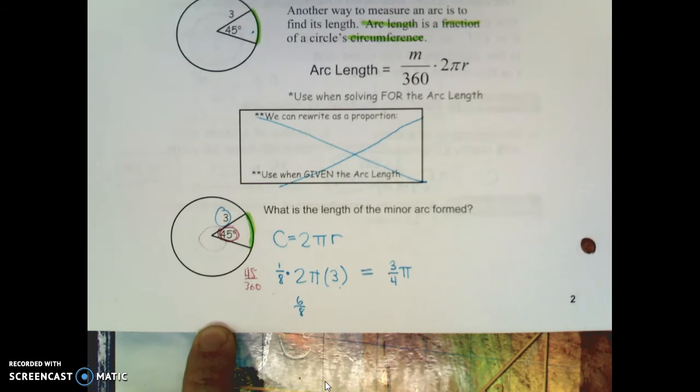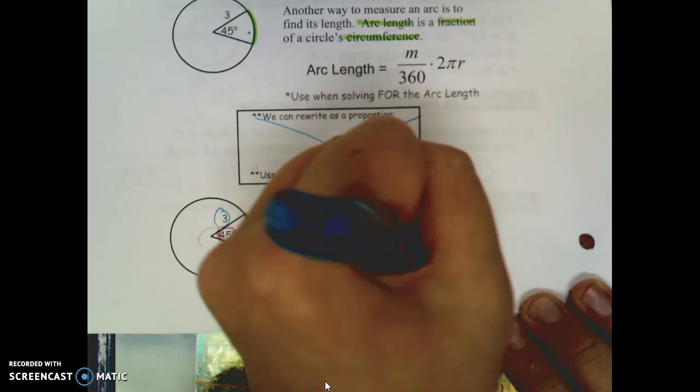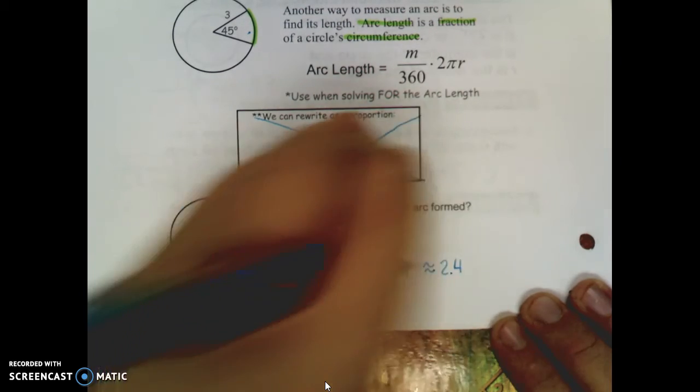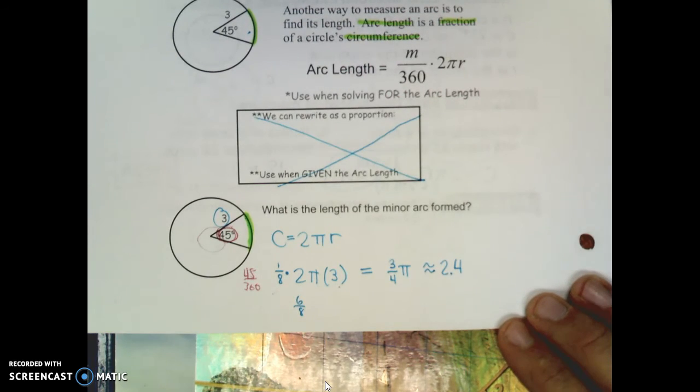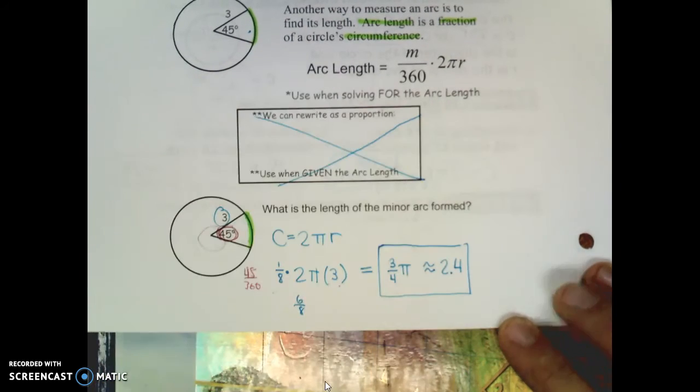Now, what is 3/4 pi going to be as a decimal? Well, we're just going to go ahead and enter that in our calculator. And so when we do that, we're going to get an approximate answer to the nearest 10th of 2.4, whatever units we're working with here. No units were described, so either of these answers would be applicable here.